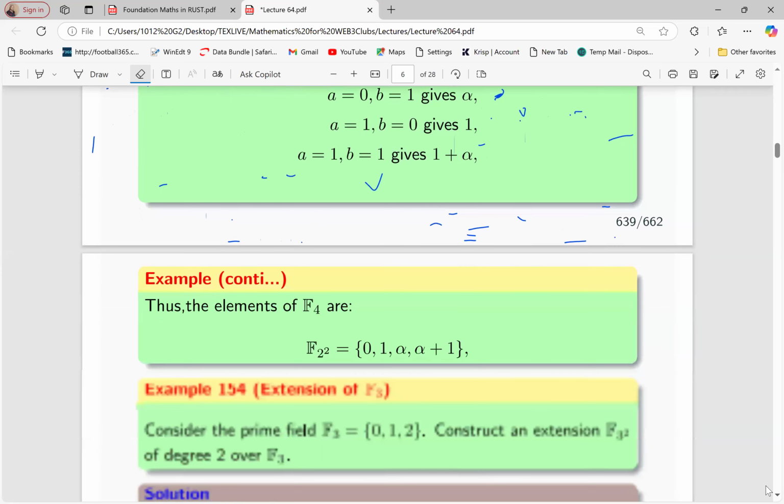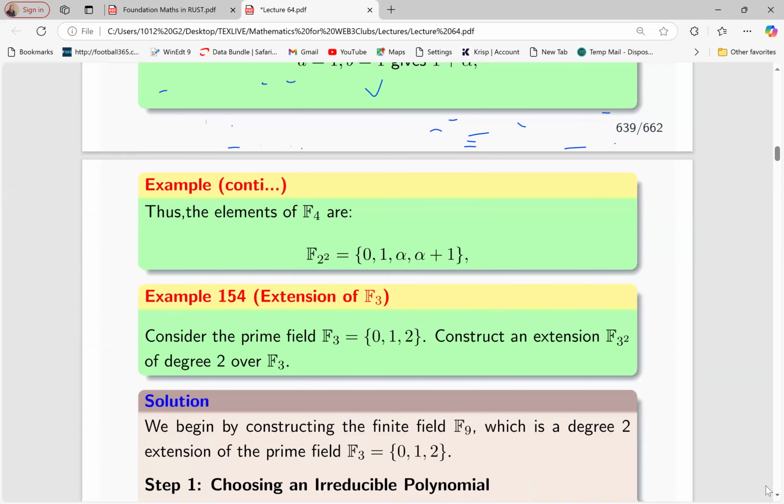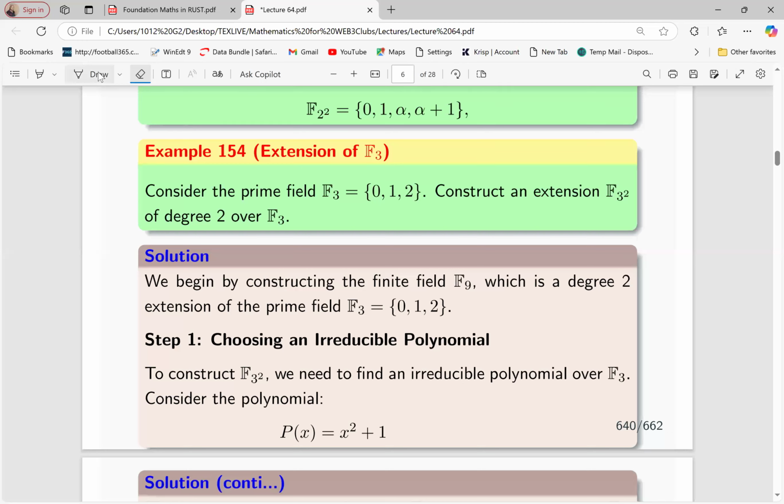Now, let's look at this other example. In this second example, we've been given the base field F3, and we are required to get F32. That means we'll be choosing a polynomial of degree 2 at some point if we are to multiply the elements of this field: an irreducible polynomial of degree 2.